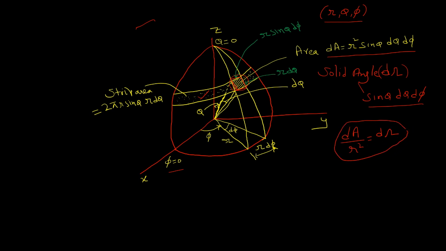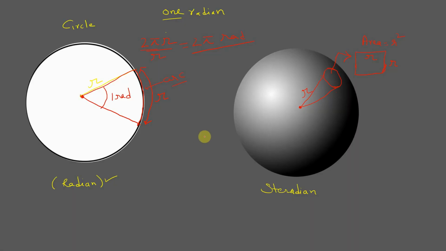Okay, let us move to the previous slide. So now here the surface area of a sphere is 4 pi r square, where the radius is small r. Then if the surface has an area r square, we will have 4 pi steradian, SR, in a sphere. We have already discussed that we have 2 pi radian in a circle. Similarly, we have 4 pi steradian in a sphere.